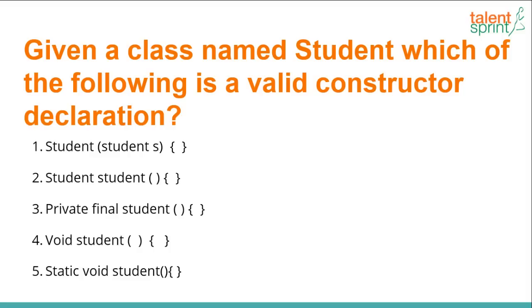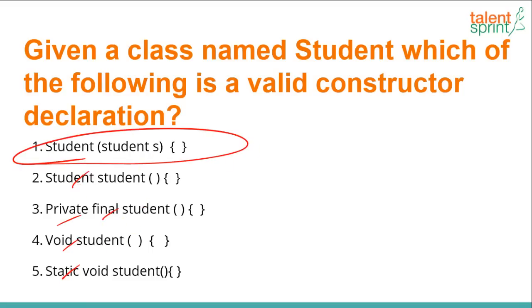Okay, 2 is again not the answer. Also, along with the return type, constructors cannot have keywords like final and static. That again takes off the point of the function being a constructor. So since you eliminated all these options because it cannot have a return type, it cannot have final, static, etc., you are left with the first option. So first is the right answer.